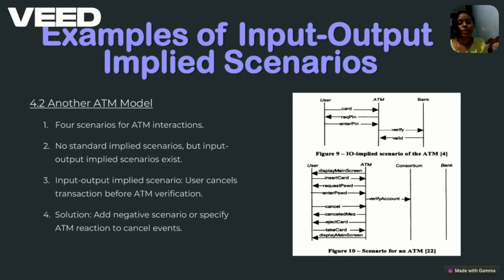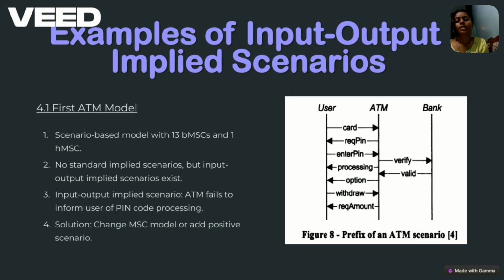Examples of input-output implied scenarios. First, the ATM model, a scenario-based model with 13 MSCs and 1 HMSC. No standard implied scenarios, but input and output implied scenarios exist. The input-output implied scenario is that the ATM fails to inform the user of pin code processing. The solution is to change the MSC model or add positive scenarios.